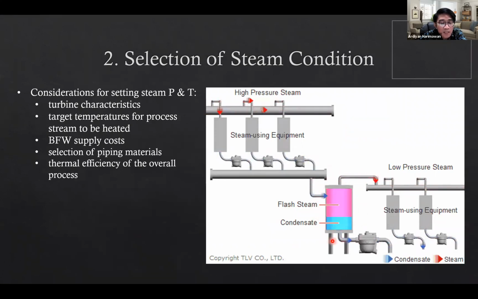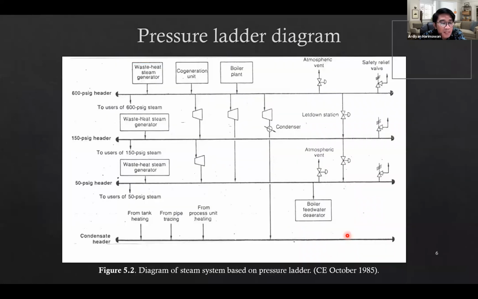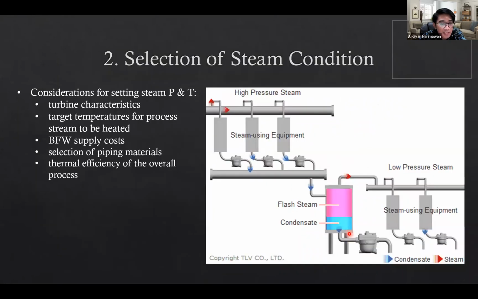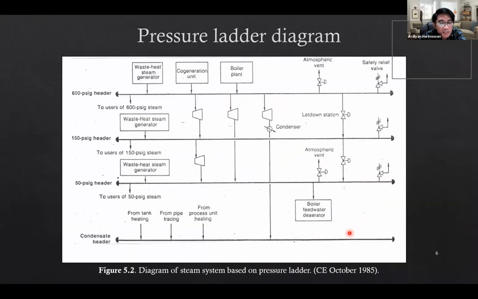Ini memang tidak akan digambar di steam laddernya. Tapi harusnya sih ada garis yang menunjukkan nanti aliran kondensatnya dari mana saja. This one, right? Like from tank heating, from pipe tracing, from process unit heating, it will create the condensate, right? So there will also be one line of the condensate coming from the flash tank. I think something like that.